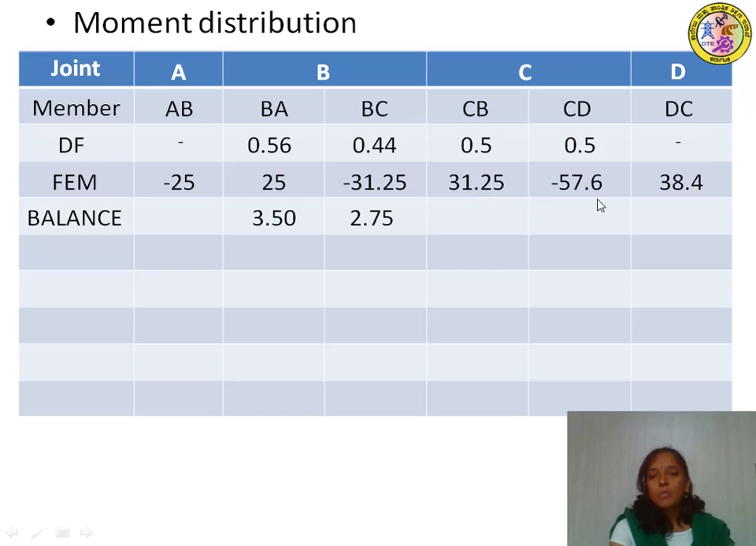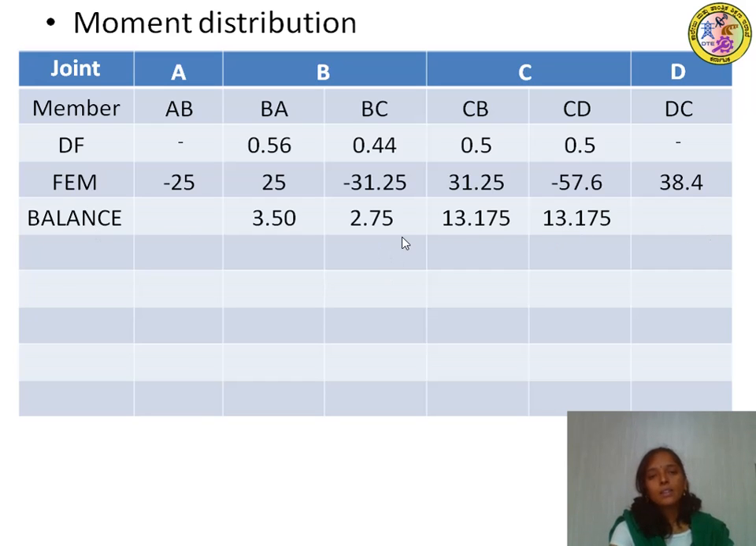So what is the balancing moment then? Plus 26.35. We have to apply a moment of plus 26.35 at joint C, and that moment will be distributed among CB and CD according to the distribution factors. Since the distribution factor is 0.5, both will have an equal share. So 26.35 into 0.5 will be equal to 13.175 for CB as well as CD. That is the balancing of the fixed end moments.